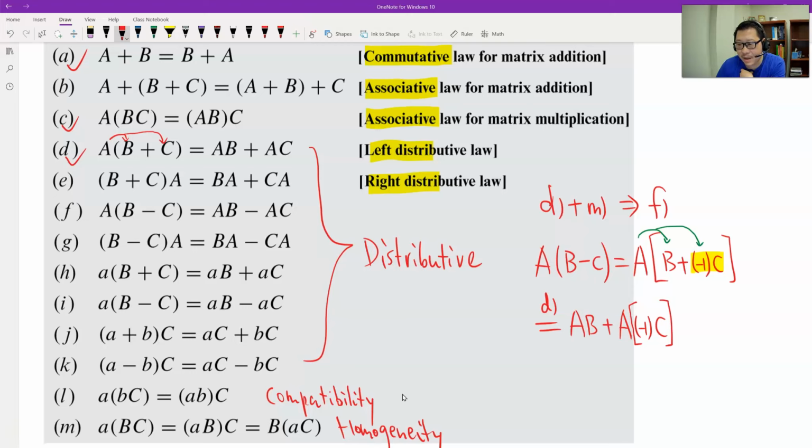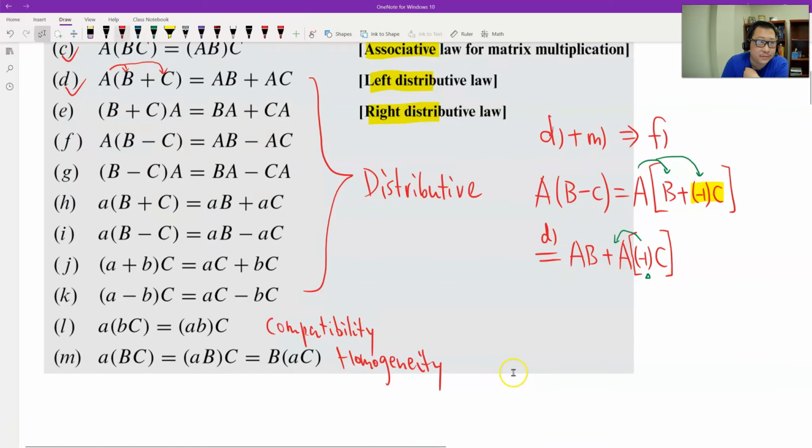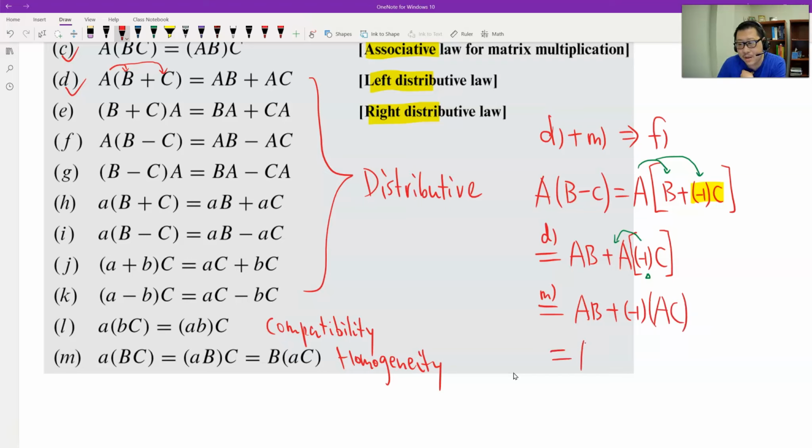And then this -1 is a number k. So by homogeneity, this -1, the number, we can take out. Like if you triple C, you triple the multiplication. If you negate C, you negate the multiplication, which is M. So by M, this equals AB plus -1 times A times C. Okay, you probably put a parenthesis, and this means AB minus AC. See, this is the proof. So for F, F is true, right?